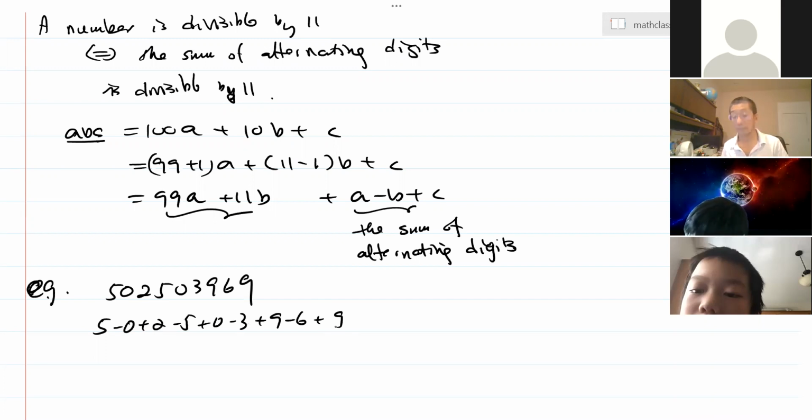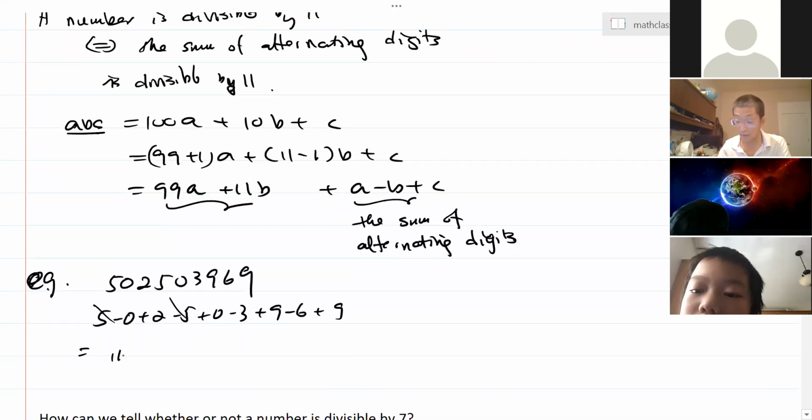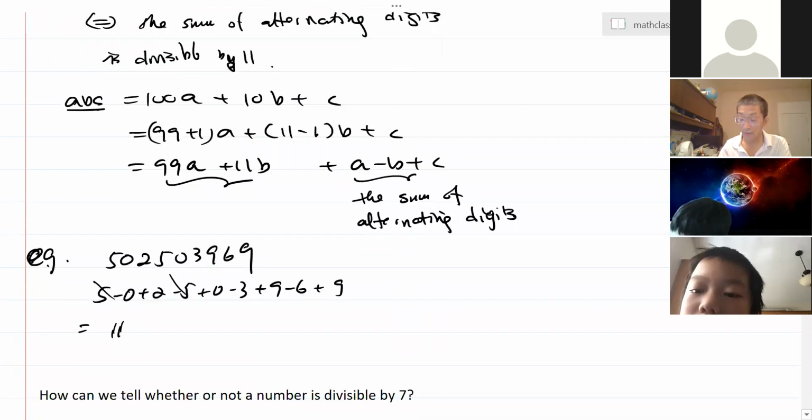All right, so let's do it. I can quickly get rid of 5. And 2 minus 3 is negative 1, plus 9 is 8. 8 minus 6 is 2. 2 plus 9 is 11. So this is divisible by 11. Therefore, the original number is divisible by 11.